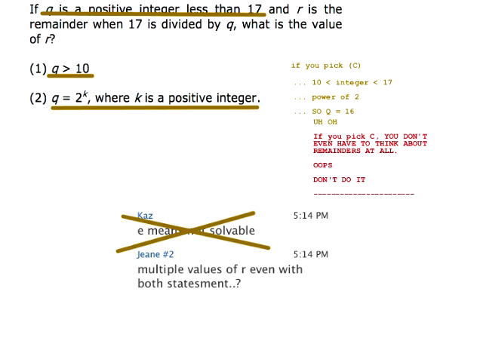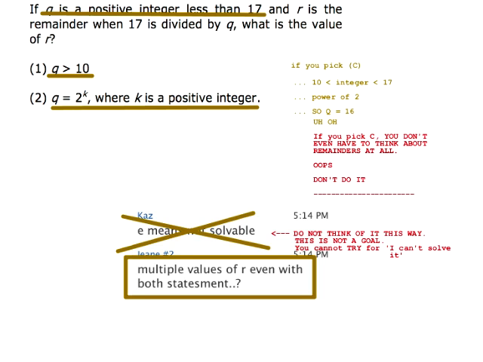Sorry to make examples of people, but this is exactly what you should not do. Do not think of it in this way, because this is not a goal. You cannot try for "I can't solve it." This is not a thing. It's not a goal. This is sort of like, oh, I am going to eat healthier. This is not a thing. You cannot try to make this happen. And so if this is your understanding of what choice E means, it's no wonder that you find this stuff hard.